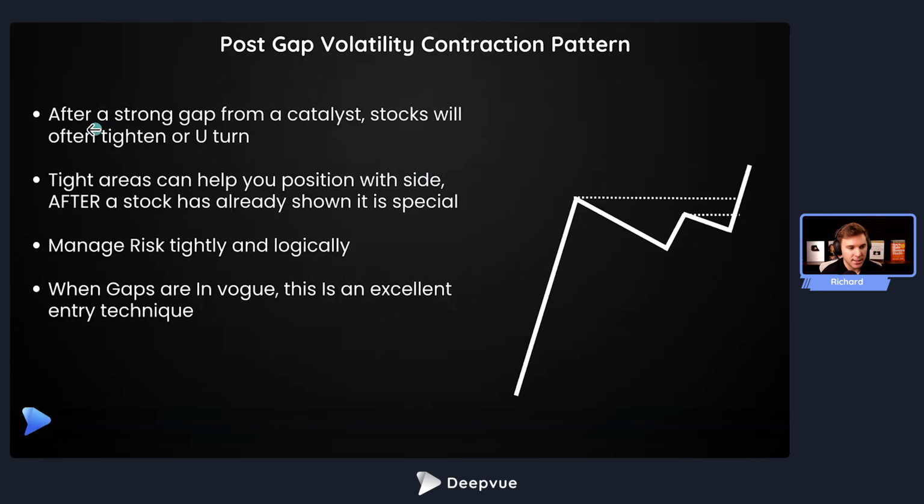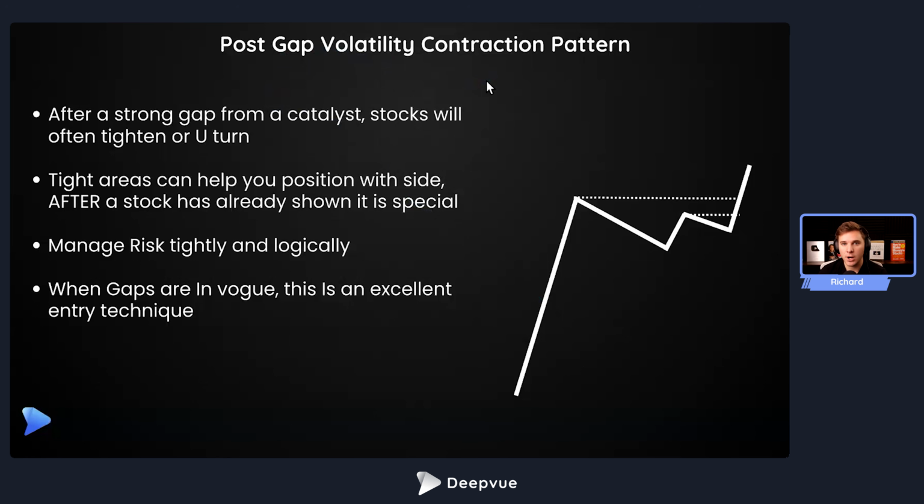So that's exactly what I say here. After a strong gap from a catalyst, stocks will often tighten or form a U-turn. Tight areas can help you position with size after a stock has already shown it's special. That's a quick typo. So this is key, especially for traders. I know many of you out there probably do this more part-time, that you work full-time, and you might not be able to catch an earnings gapper on the first day. This can be an entry tactic that you can use.